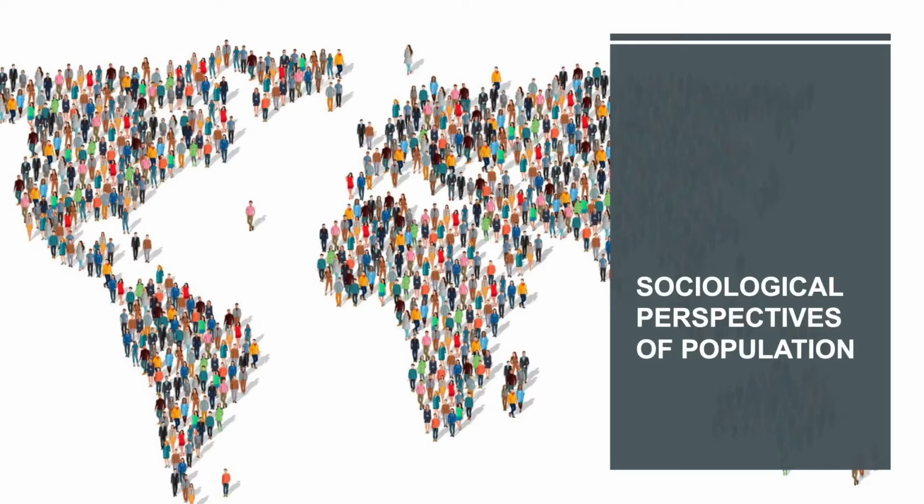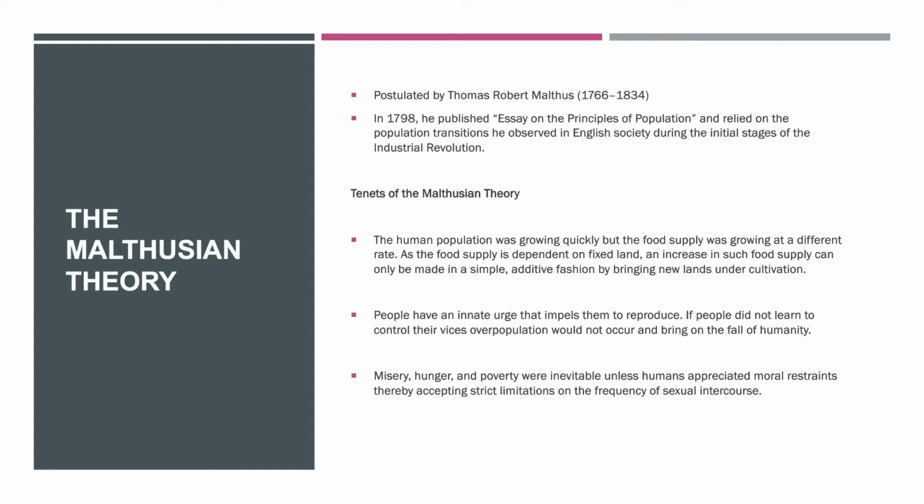And so, with that said, let's get into our first lesson, which will be sociological perspectives of population. Of course, we will be starting off with the Malthusian theory postulated by Thomas Robert Malthus. Now, Malthus was an English economist and demographer, best known for his theory on population. In 1798, he published An Essay on the Principle of Population and relied on the population transitions he observed in English society during the initial stages of the Industrial Revolution.